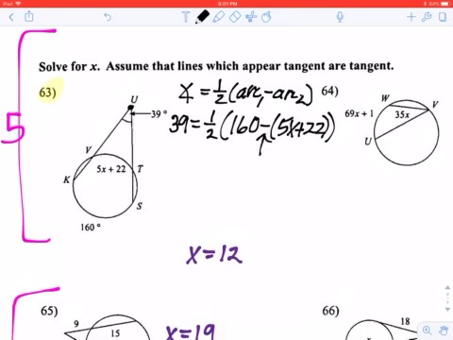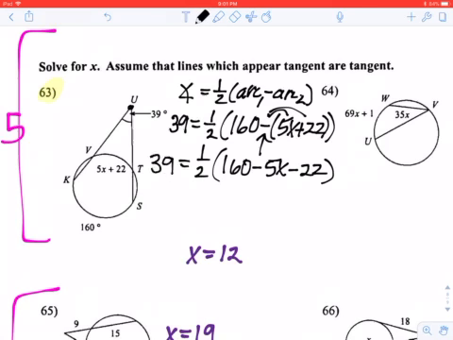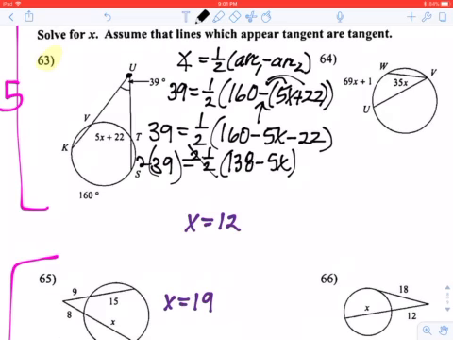The reason for that is because look at this negative sign. Guess what's going to happen? You have to distribute that to get 160 minus 5x minus 22. And then bring everything else down. And then from there, you're just solving. So that's going to be, what, 138 minus 5x. Bring down your 1/2 still. I would go ahead and multiply both of these sides by 2, so that'll be easier than distributing the 1/2.